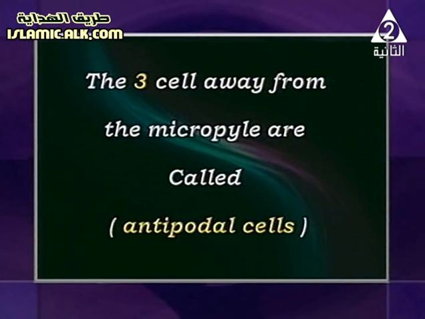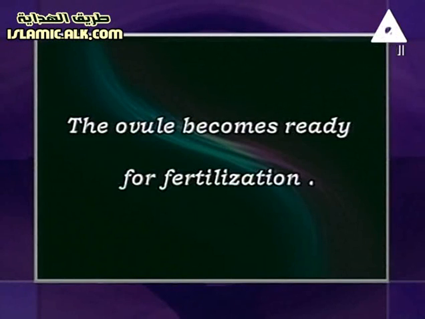The 3 cells away from the micropyle are called antipodal cells. I mean the other cells, away from the tiny hole, as we said, which is the micropyle, on the other side, are called antipodal cells. The ovule becomes ready right now for fertilization, I mean for fusion of the female gamete with the male gamete.